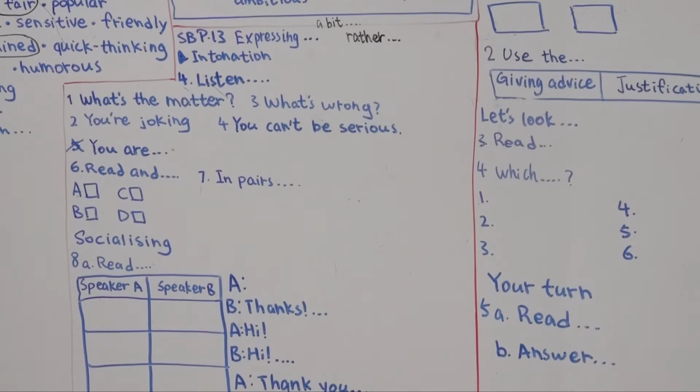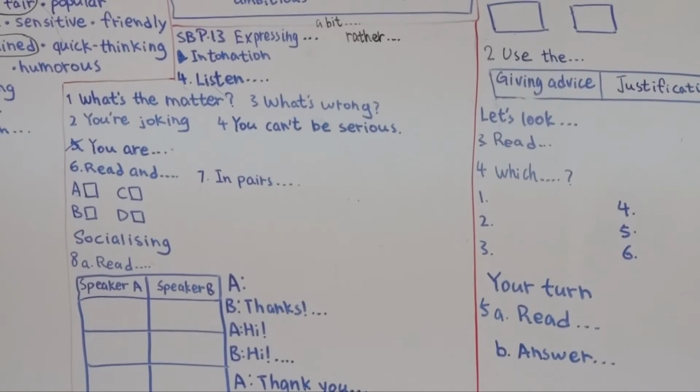Alright, everybody, let's repeat. Number 1, what's the matter? Number 2, you're joking. 3, what's wrong? 4, you can't be serious. So you can translate these sentences into your language by yourself, okay? I don't know how to translate it into your language, so no problem. So, part 5, reading. So please cross out part 5. You don't have to do that. I have already put a cross for you. We are going to skip that.